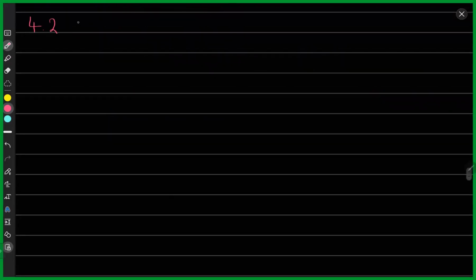4.2, length of an arc. Now, what exactly was an arc? Basically, we have a circle, and then there's a center, and this is the radius, and there was some angle theta, and this made this arc. So this is what I've just explained. And about the arc, the question could be: find the arc length.